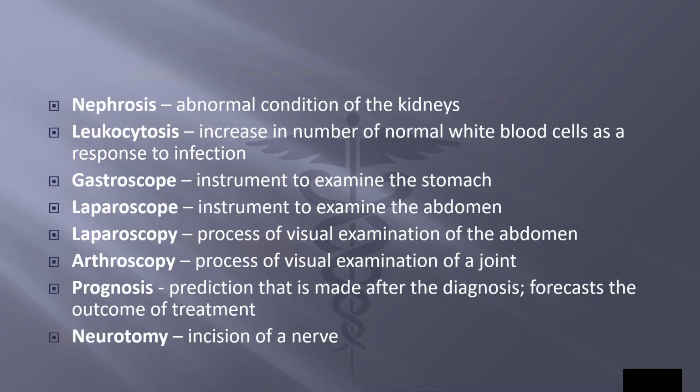And then we have the suffix of osis, which means abnormal condition. So our medical term nephrosis, abnormal condition of the kidneys. We also have leukocytosis. This is a slight increase in the number of normal white blood cells as a response to infection.